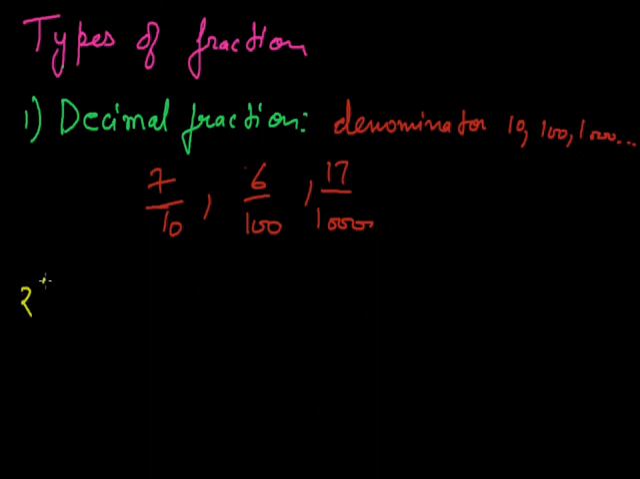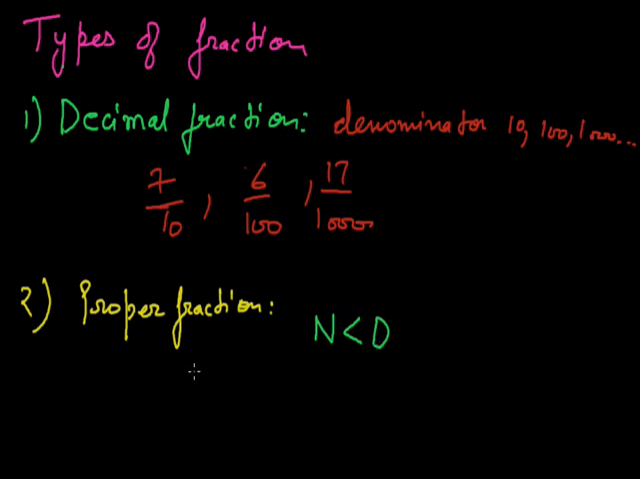Next type is the proper fraction. In a proper fraction, we have the numerator less than the denominator. That is, if we have a fraction in which the numerator is less than the denominator, for example, 3 upon 5, here you can see the numerator is 3 and the denominator is 5, and the numerator is less than the denominator. Therefore, this fraction is a proper fraction.